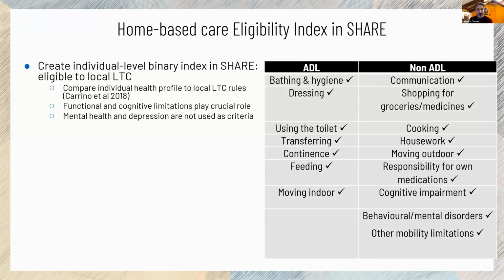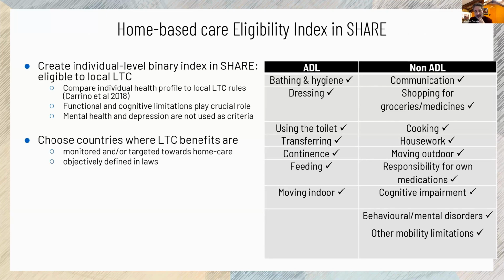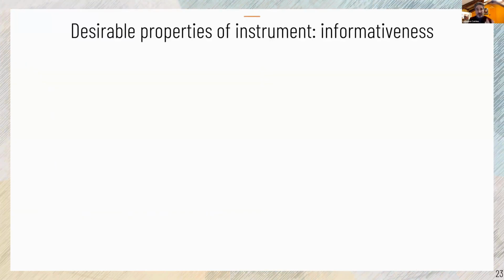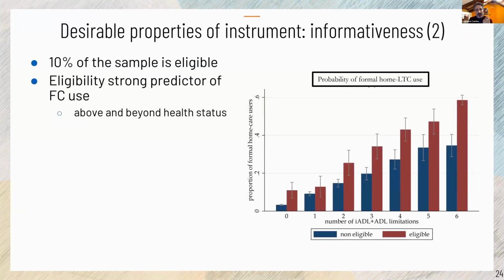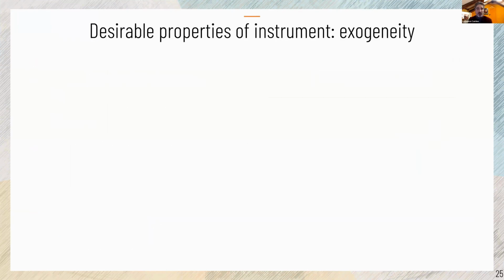We can do this because in SHARE we have the information to simulate the eligibility rules. We have information on people's functional limitations, and we exploit this. And we argue that this instrument is informative because being eligible to receive care matters a lot for the probability of actually receiving care. We also argue that this instrument is exogenous, meaning people cannot change the legislation. People have their own health criteria, and if they are subject to different legislations, they would have different probabilities of receiving care. And we try to prove this in the paper.